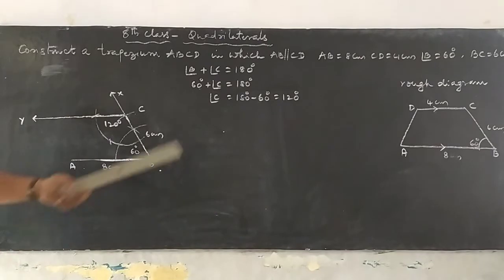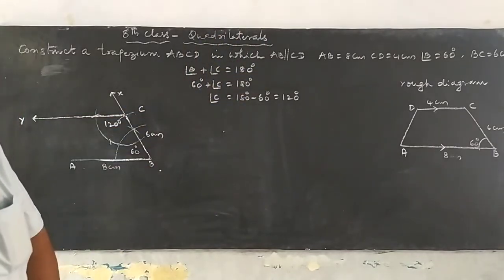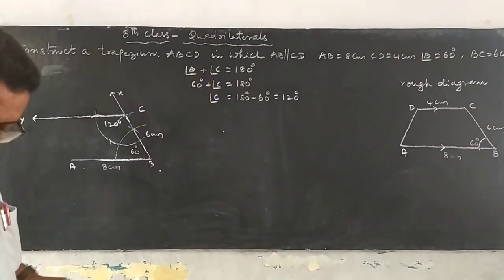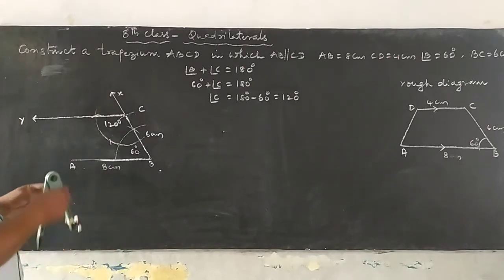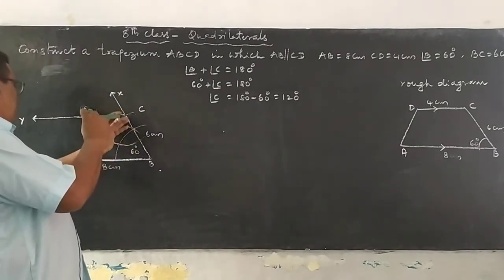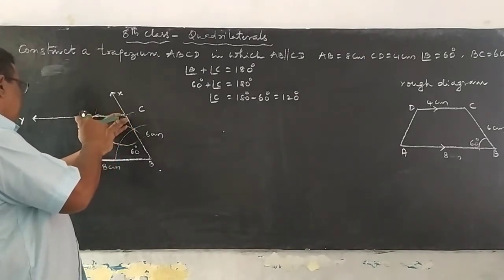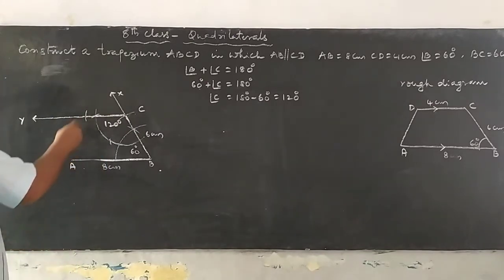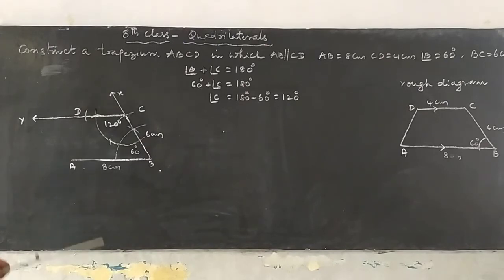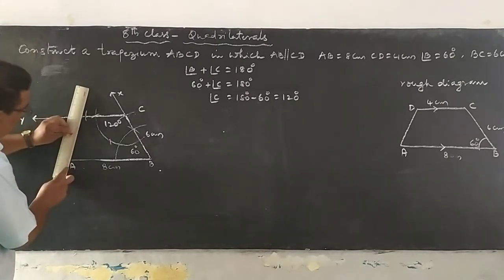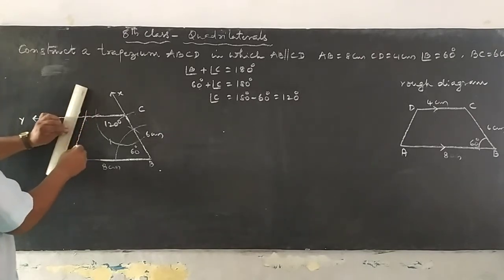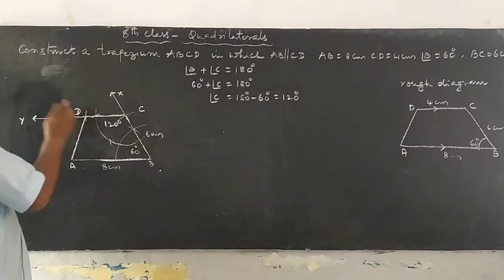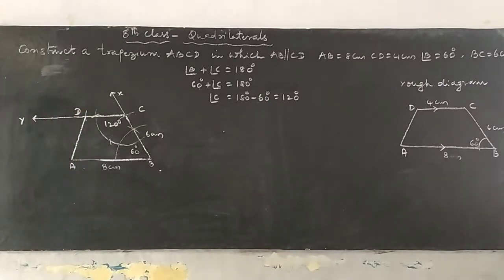Now CD, how much is given, children? 4 centimeters. Take 4 centimeters on the scale. Take C as center, draw one more arc intersecting the CY ray at D. Now join CD. Join AD. ABCD is the required trapezium.